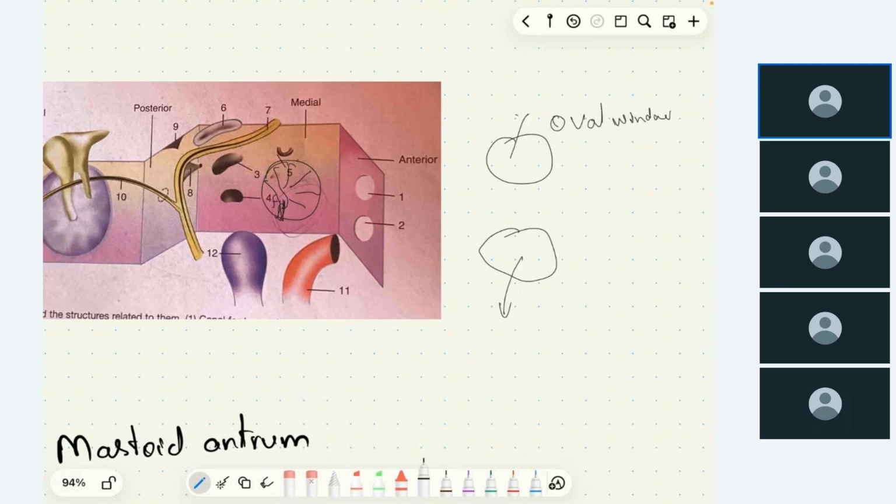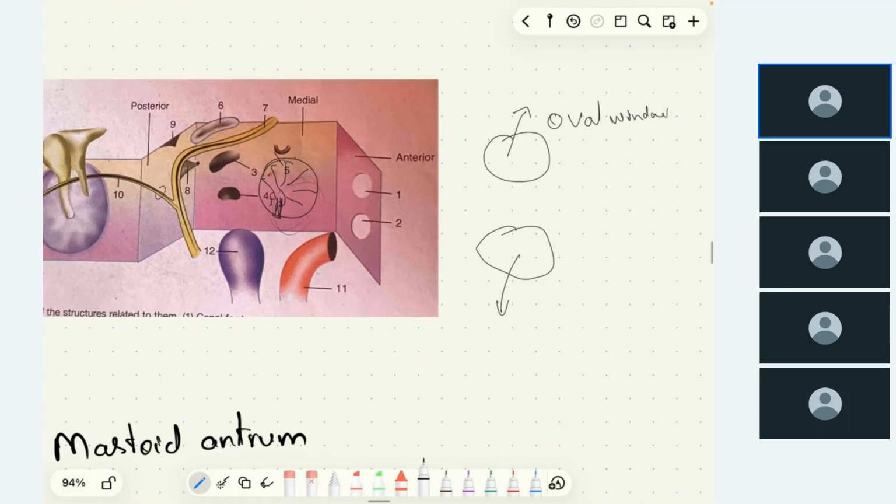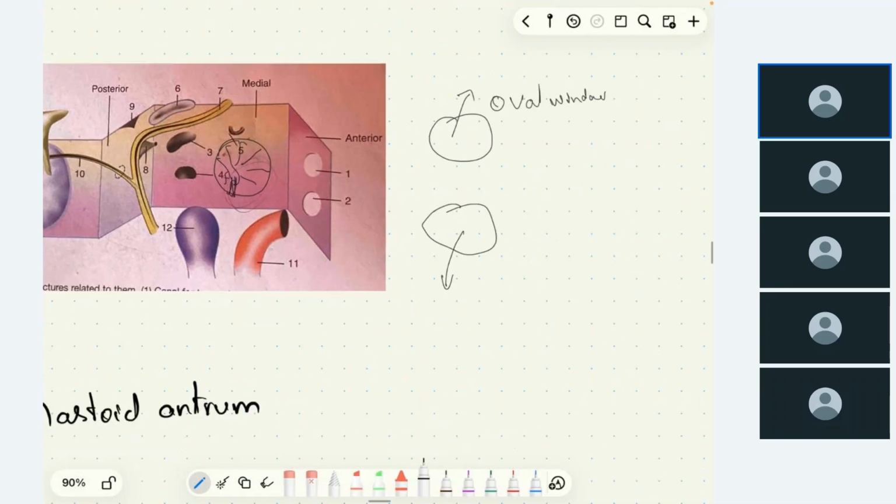What a beautiful mechanism. Why is the oval window going in and the secondary tympanic membrane coming out? By a single auditory stimulus. We have only one auditory stimulus. Okay, you are hearing me. Due to this auditory stimulus, the oval window is going in. Simultaneously, the round window, the secondary tympanic membrane, is coming out.